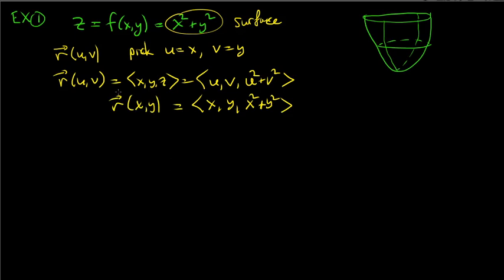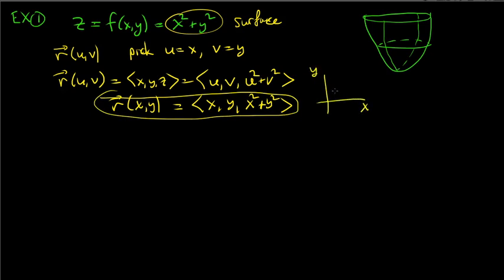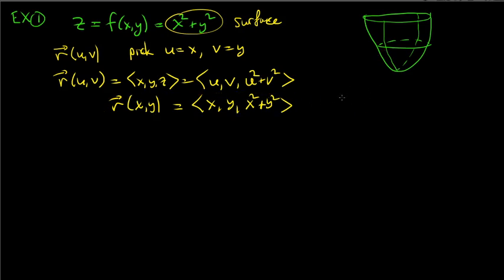Okay. So again, I would only do that when the uv plane just happens to be the xy plane. So each point on the xy plane will then correspond to a point on the paraboloid in this way here, using this formula here. Makes sense? So generally I would not use x and y as your parameters.